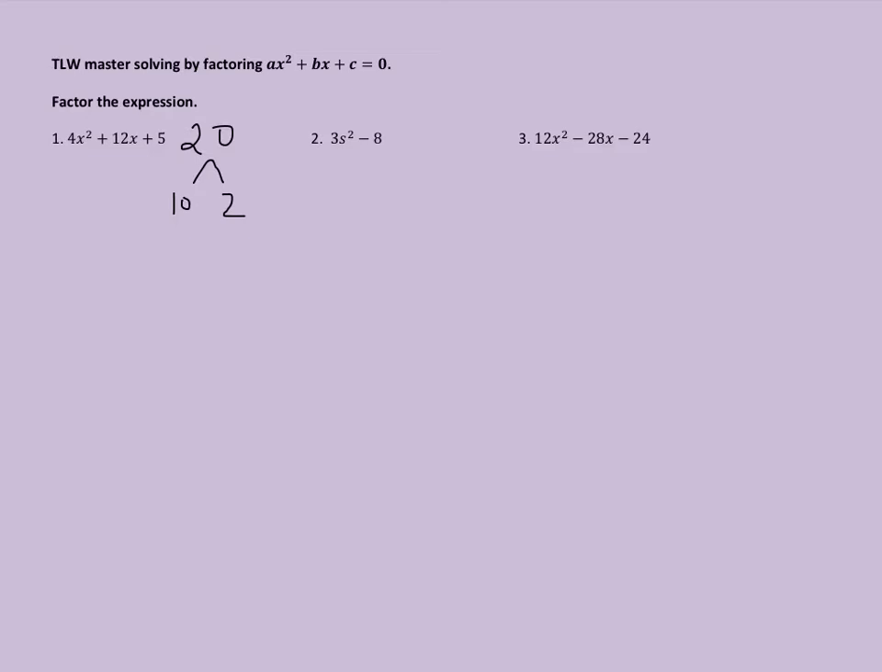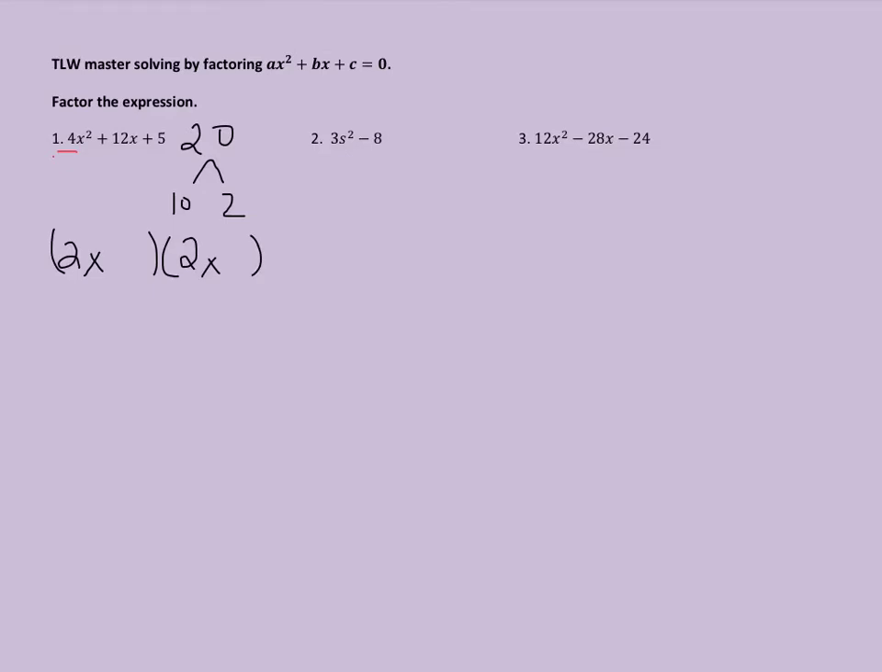So now this is where it gets a little more difficult. Look back. A is 4. So this is what I do in my head. I say 4 times what equals 10? Is it a whole number? No. 4 times what equals 2? Is it a whole number? No. So that won't work. So what's the other way that we can multiply to get 4x squared? Well, you have 2x and 2x.